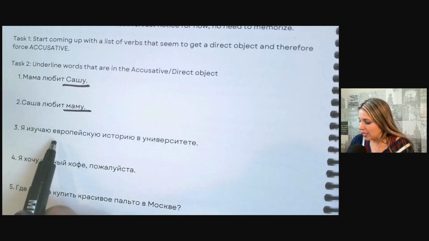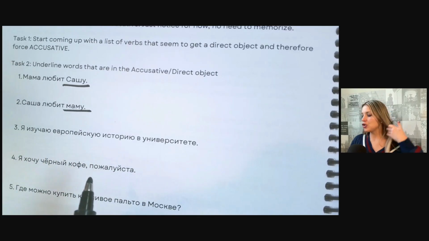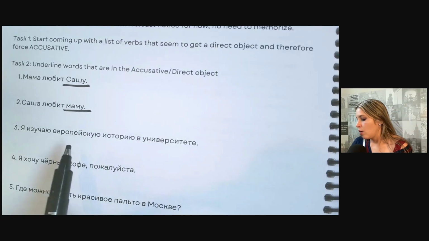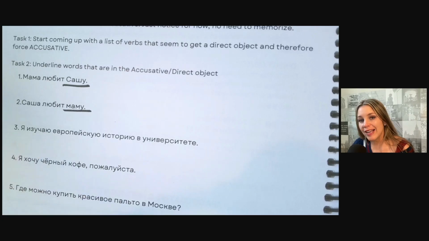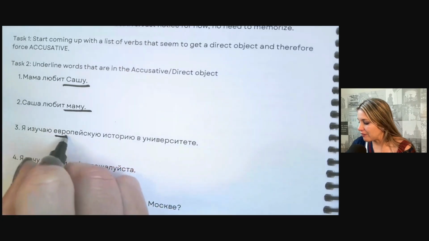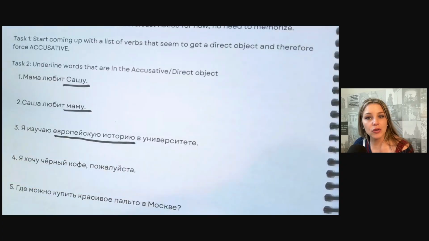Let's look at this one. Европейскую историю. What are you doing? Are you doing something to the европейскую историю? By golly, you are. You're изучать. You're studying it. Therefore, европейская история is your direct object.